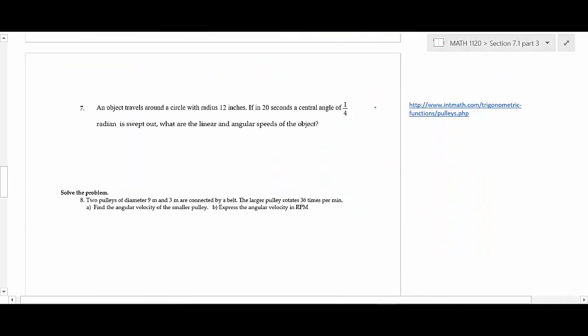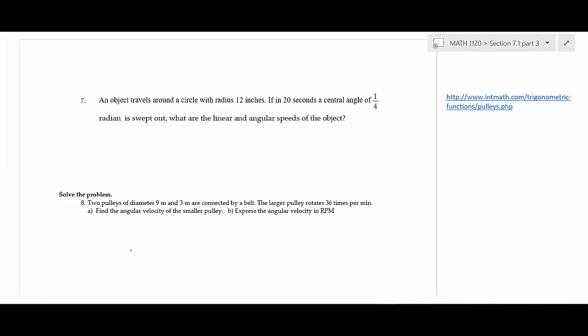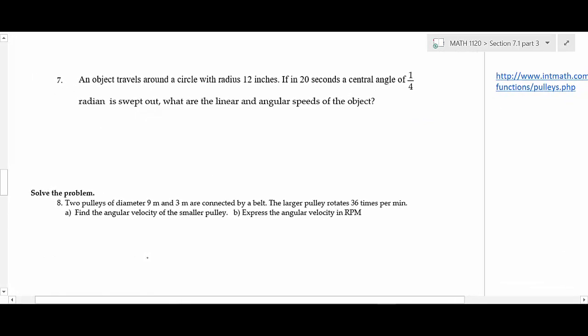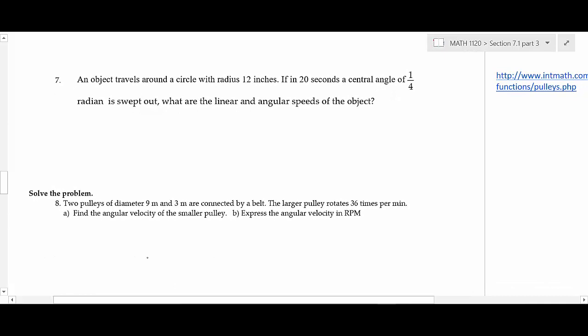Okay, next one's going to get back to the idea of velocities here, okay? So let's take a look and see what we have on this. Now, one thing when you're doing these problems, it's a good idea to write down the given information and know the right variables. So this problem is saying you have a circle, and it has a radius of 12 inches, okay? Then it says you've given a time of 20 seconds, and then it's going through a central angle of 1/4 of a radian. So we're going to find the linear and angular velocities or speeds, okay?